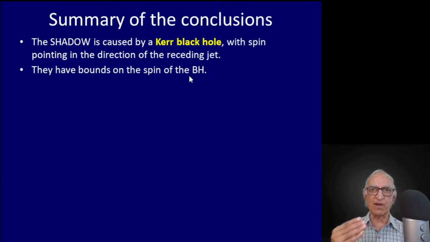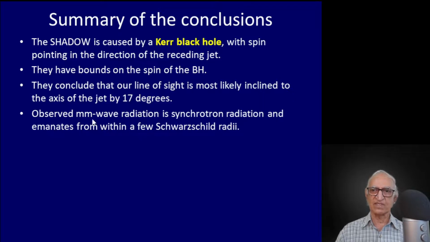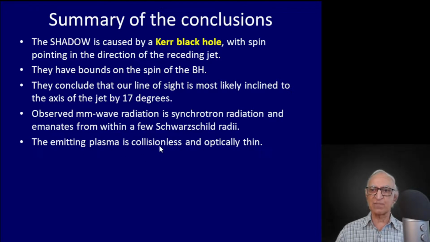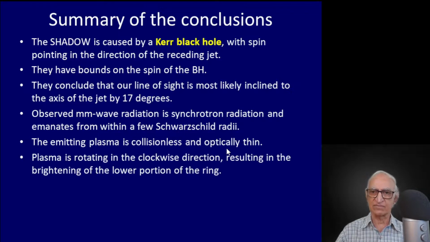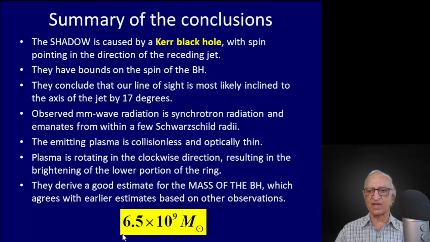They put a bound on the spin of the black hole. The paper says they put a bound on the angular momentum of the black hole. They conclude that our line of sight is most likely inclined to the axis of the jet by 17 degrees. The observed millimeter wave radiation is synchrotron radiation and emanates from within a few Schwarzschild radii of the black hole. The emitting plasma is collisionless and optically thin. Plasma is rotating in the clockwise direction, resulting in the brightening of the lower portion of the ring because of Doppler boosting. They derive a good estimate for the mass of the central black hole, and that mass is 6.5 times 10 to the power 9 times the solar mass.